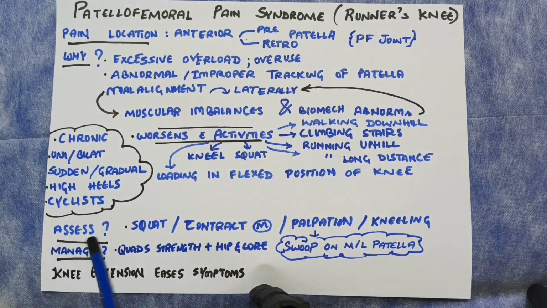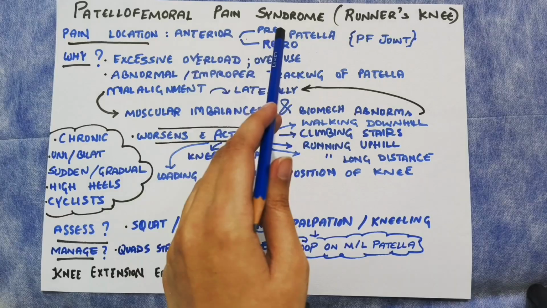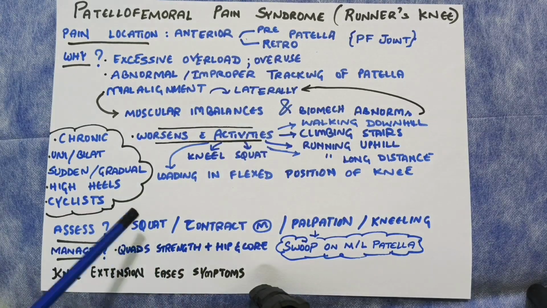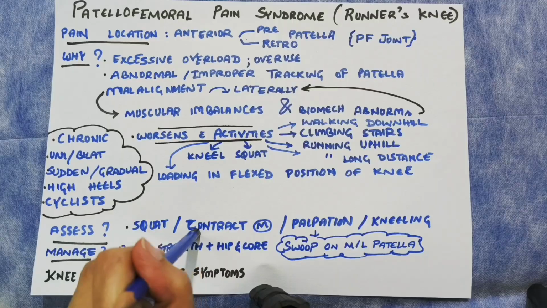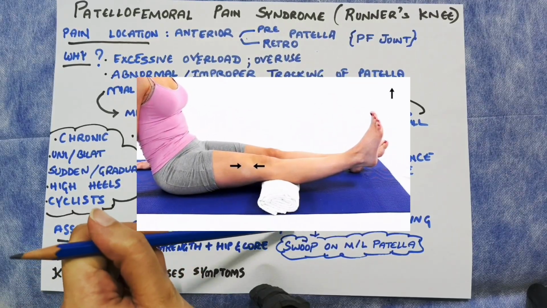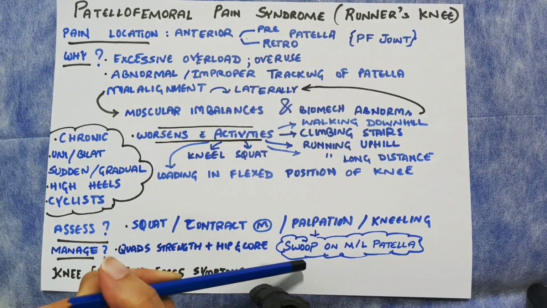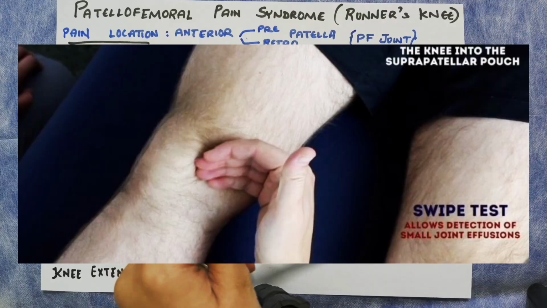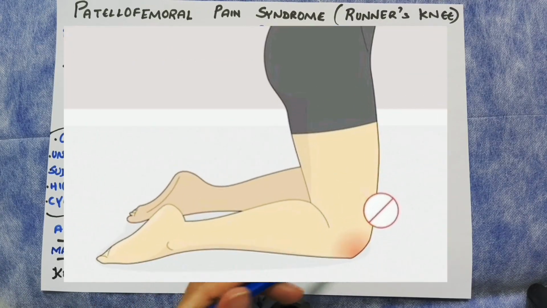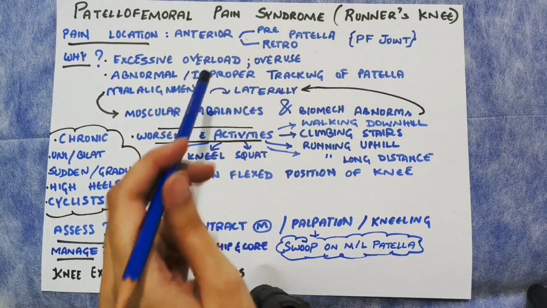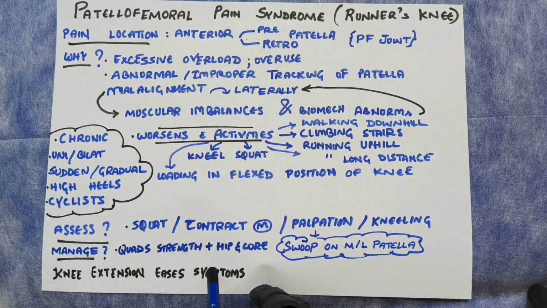Now how do we assess this? Patellofemoral pain syndrome is very easy to assess. Ask the person to squat, ask them to contract the muscle. We can even palpate, and we can perform the sweep test on the medial or lateral side of the patella. We can ask them to kneel down or kneel sit. In this case, knee extension eases the symptoms.